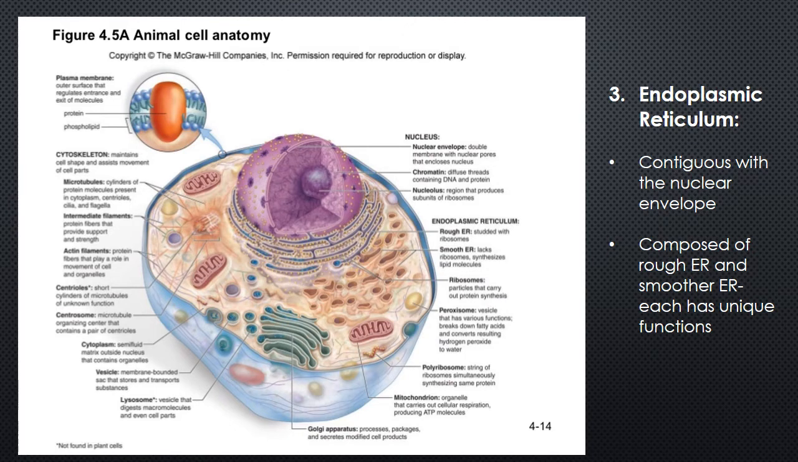Next, we have the endoplasmic reticulum. And the endoplasmic reticulum, as we've said before, is contiguous with the nuclear envelope. So they are located right here. As you can see, there are 2 types of endoplasmic reticulum, or ER. There's the rough endoplasmic reticulum, and it's considered rough because it is studded with all those ribosomes that we just talked about. And then there's the smooth ER, which is right here, and they each have unique functions.